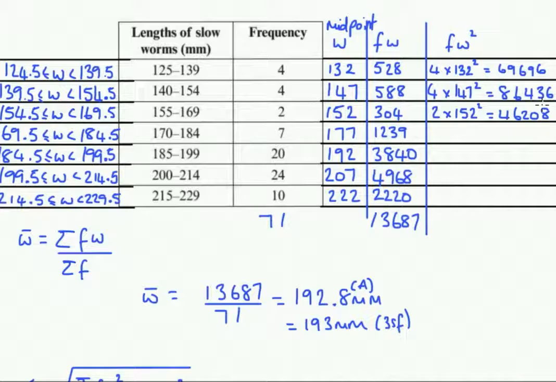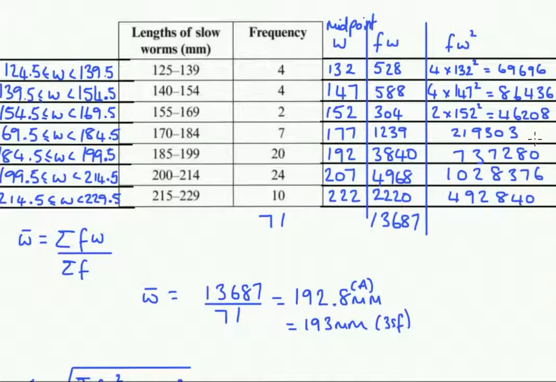46208. 7 times 177 squared is going to be really big. 7 times 177 squared is 219303. 20 times 192 squared is 737280. 24 times 207 squared is 1028376, and 10 times 222 squared is 492840. Now I need to add together all of these numbers.